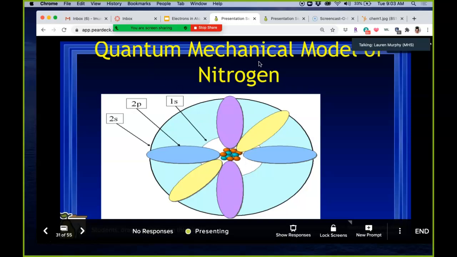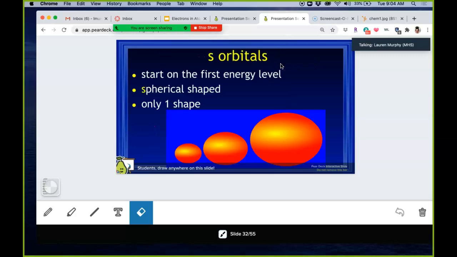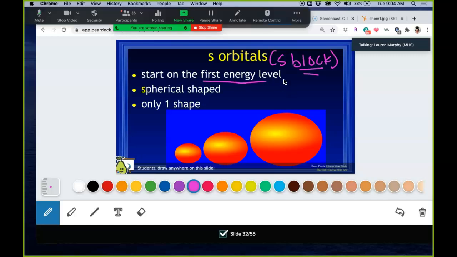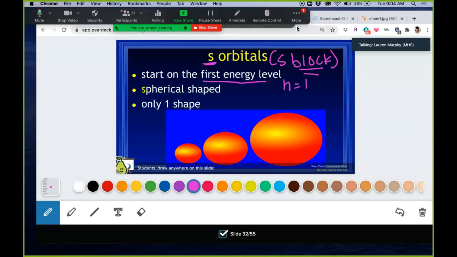So we're going to go into more about the orbitals in the quantum mechanical model, okay? So your s orbitals, which start in your s block on your periodic table, start on the first energy level. That means n equals 1, okay? And the reason they call them s orbitals is because they're spherically shaped. That's where they got the S from.